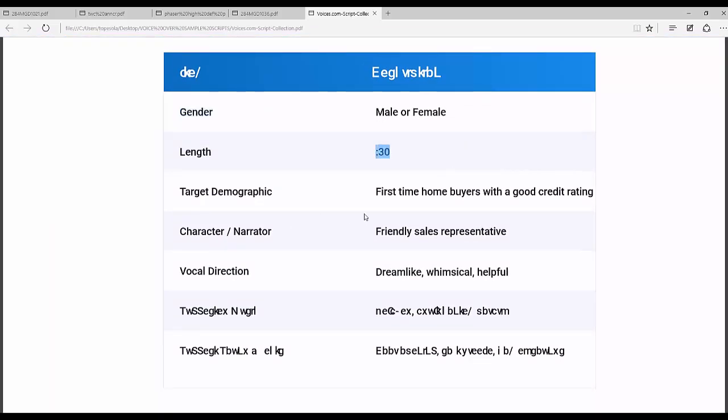So target demography: this is for first-time home buyers with good credit rating. So number one, you're talking to guys who have well-paying jobs, who can afford to buy a home or a house, but they are first-timers. So you're friendly, okay? You're not harassing this time. You're just friendly with these people, and they are taking their time to buy the house.